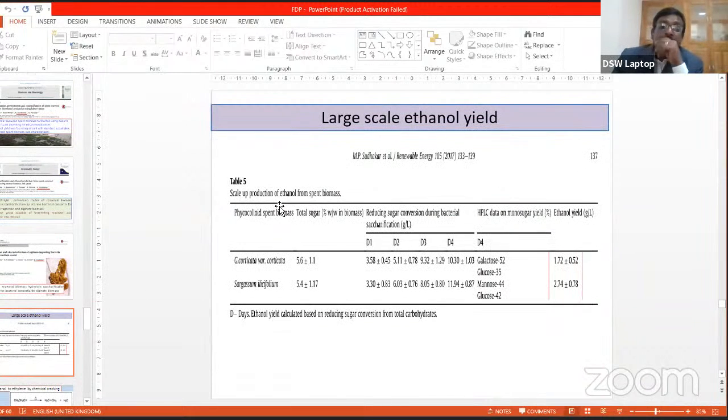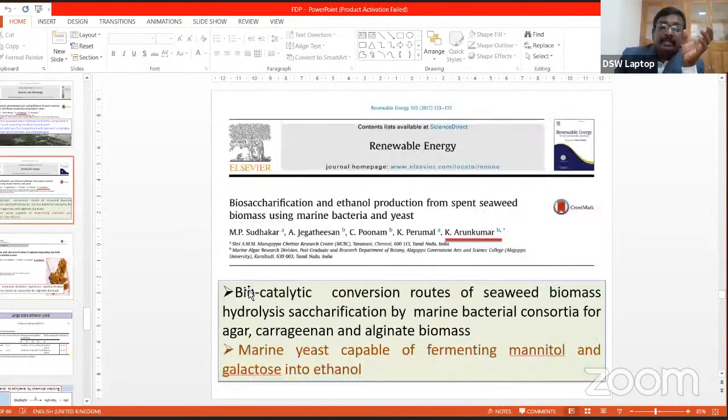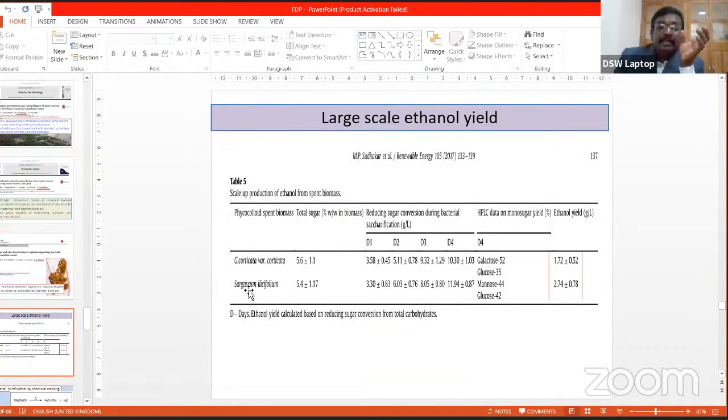In our findings, these two algae are commercially cultivated in the ocean and available enormously, and we were able to achieve 1.72 grams per liter of ethanol. In Sargassum, we achieved large scale pilot production of ethanol at 2.74 grams per liter from this algal biomass by our biological conversion technique, which we have published in these publications. That's why I have repeated those papers.